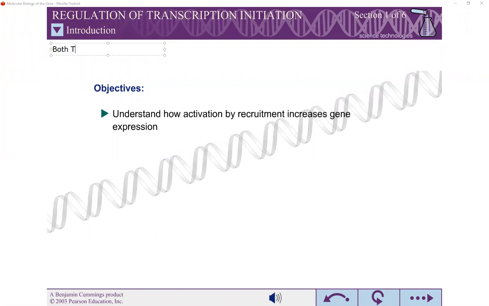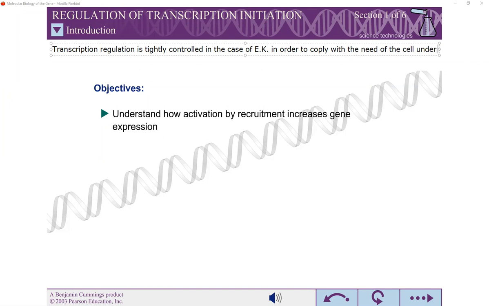Transcription regulation is tightly controlled in the case of eukaryotes, in order to comply with the needs of the cell under different physiological conditions.